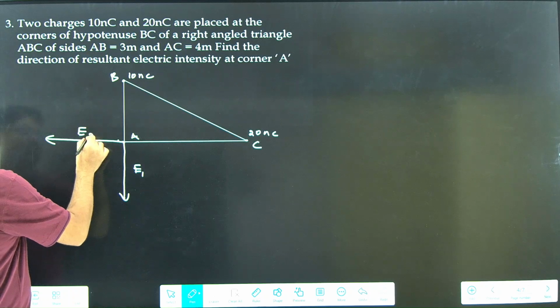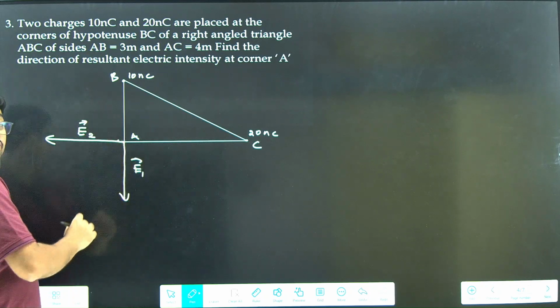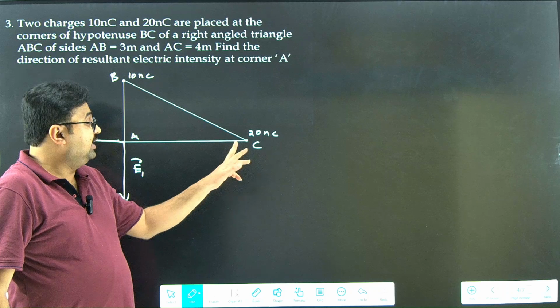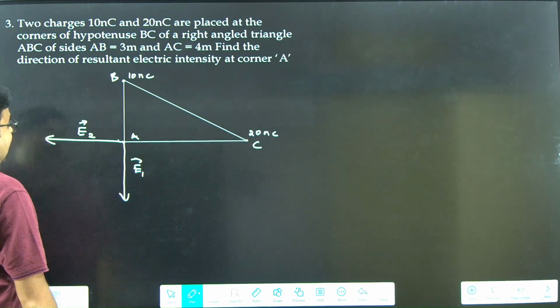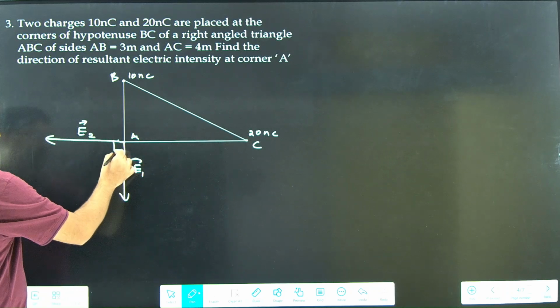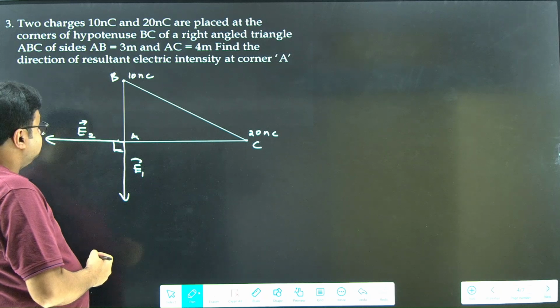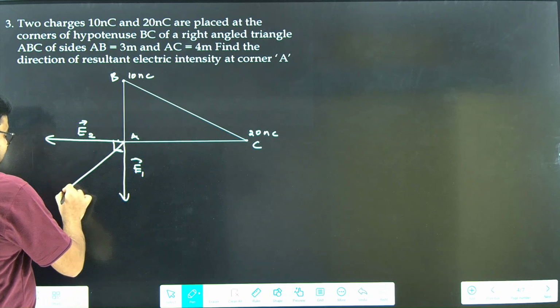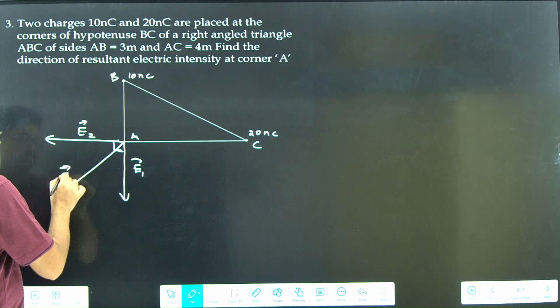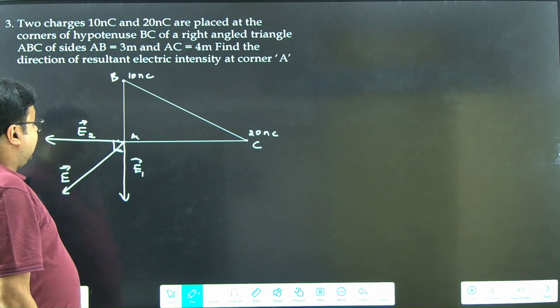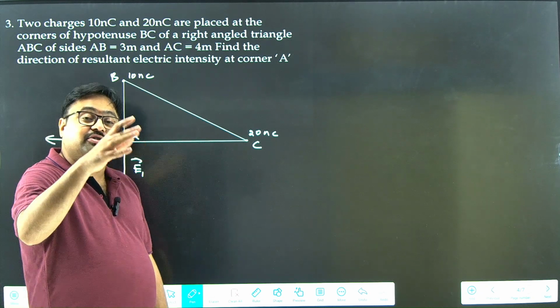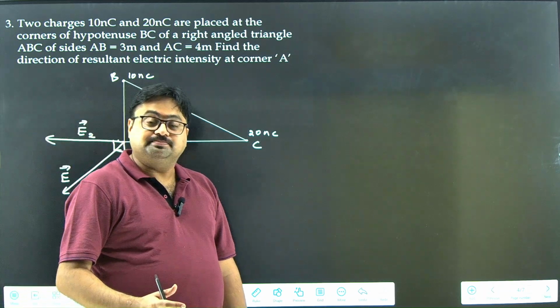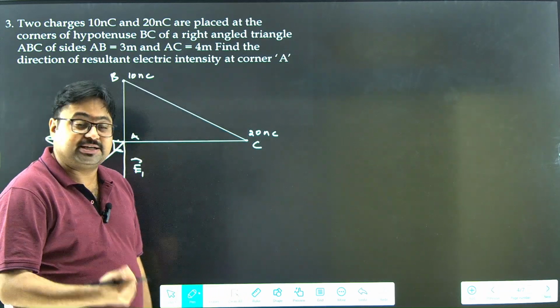So we have E2. This electric field E2 would have been in the direction of C if C were a negative charge. The angle between the two vectors is still 90 degrees. The resultant vector is going to be in that direction. Let me call that E. Now all that we have to find is the magnitude of E1 and the magnitude of E2, and then we will find the resultant electric field.